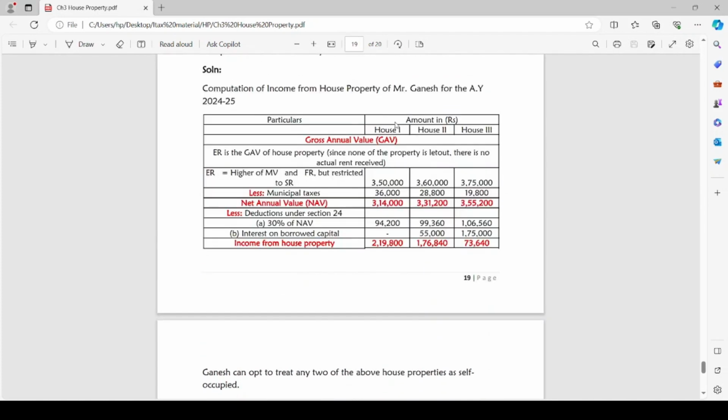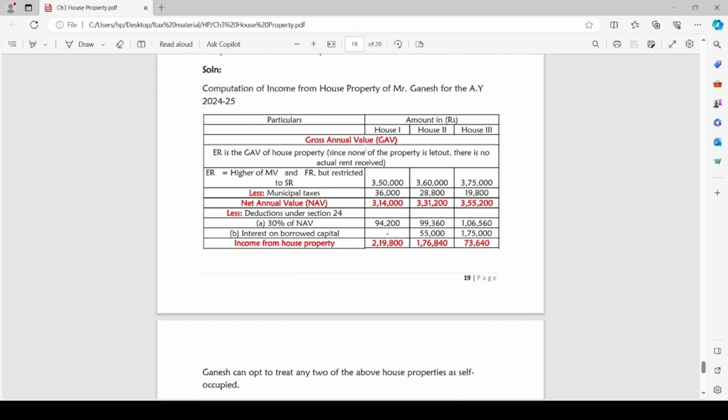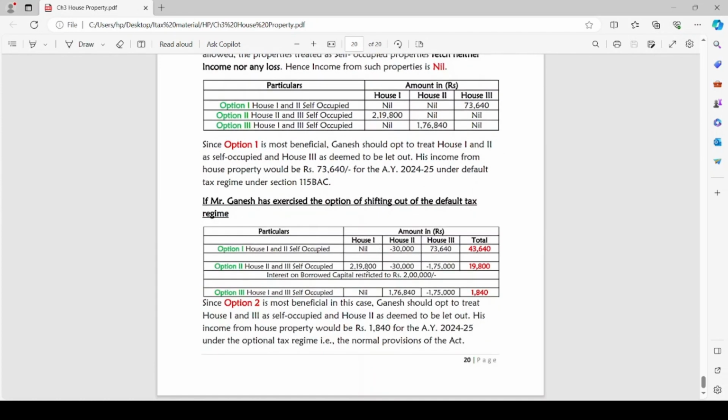Considering option number 2, where house number 2 and 3 are self-occupied. In such a case, for house number 1, we can take the income from house property of rupees 2,19,800 as the income from house property, as it is deemed to be let out property. We have made this computation assuming that each of the house properties here is a deemed let out property. So directly we can take rupees 2,19,800 as income from house property number 1.